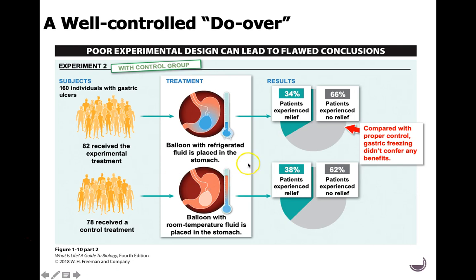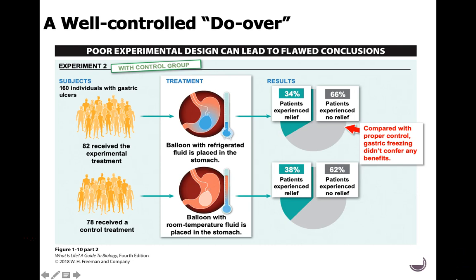So they found that with a control group, they actually didn't really have any difference. We can see a slight difference in the percentages between those that experienced relief and those that did not. Now, there's a couple things that make this a better experiment. One is that negative control, people who didn't receive the cold fluid. And also, this is a bigger group. So in the last one, we had 24 individuals. This one, we have 160 individuals. If you have more individuals, it makes your results more credible.